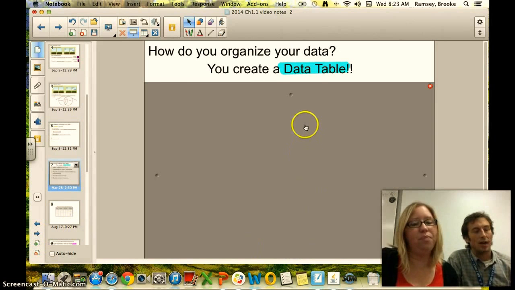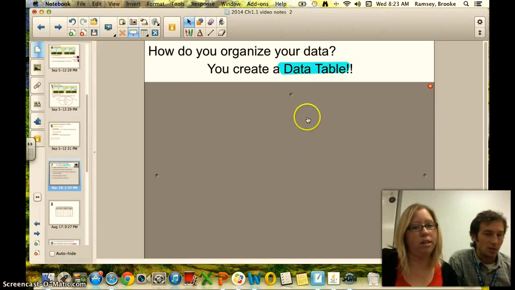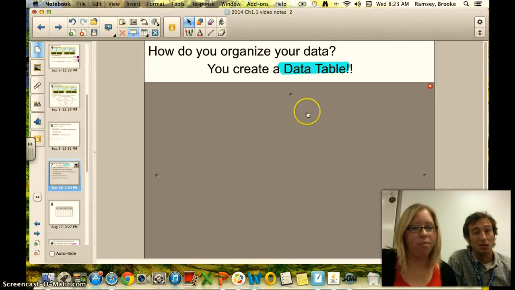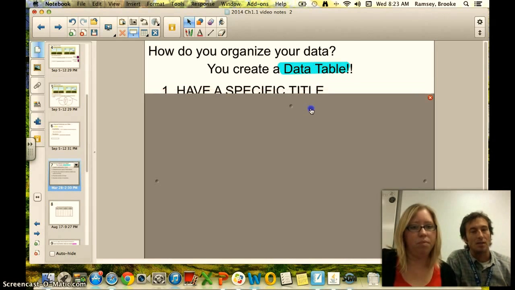All right, so now you've collected a bunch of data in your experiment, but what do you do with it? Data needs to be organized so that it can be useful. If you want to make a graph later, data tables work great to be able to do that. So there's a couple things you need to do in making data tables.